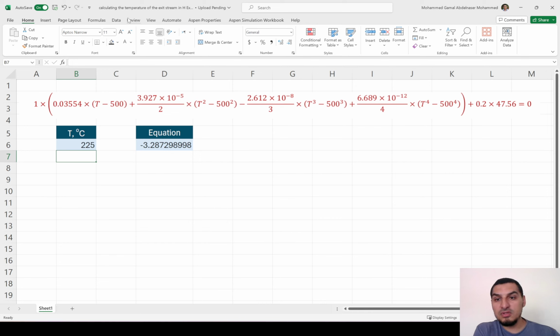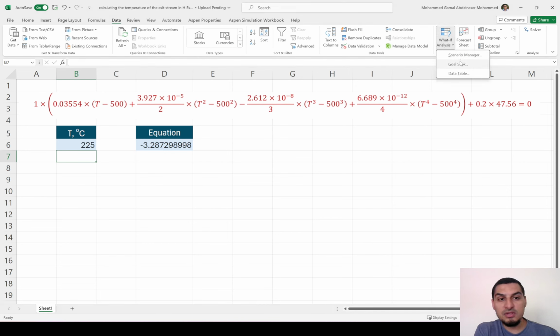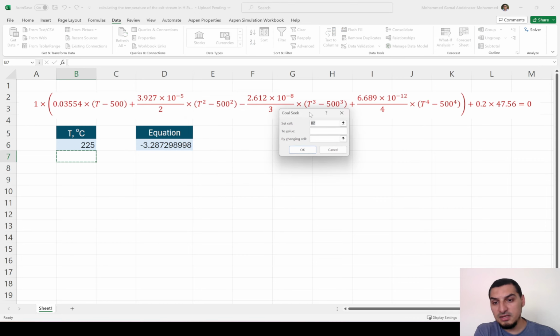Excel has a toolbox, or an option that's called Goal Seek. If you go to the Data Ribbon, then What If Analysis, then Goal Seek, you'll see that you have three cells to fill here. These three cells depend on what you want to do. So our goal is to have this equation equal to 0, and I want to change this cell to adjust this value. So this is exactly what we have here. You have to set this cell to 0, and we are going to change this temperature.